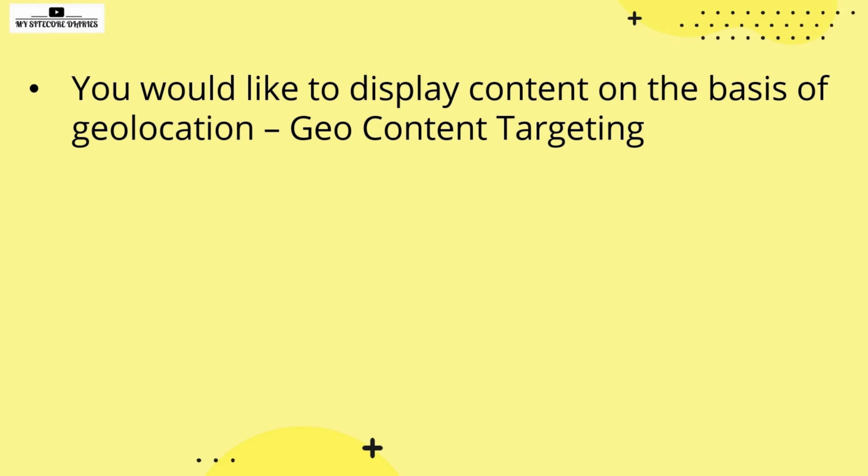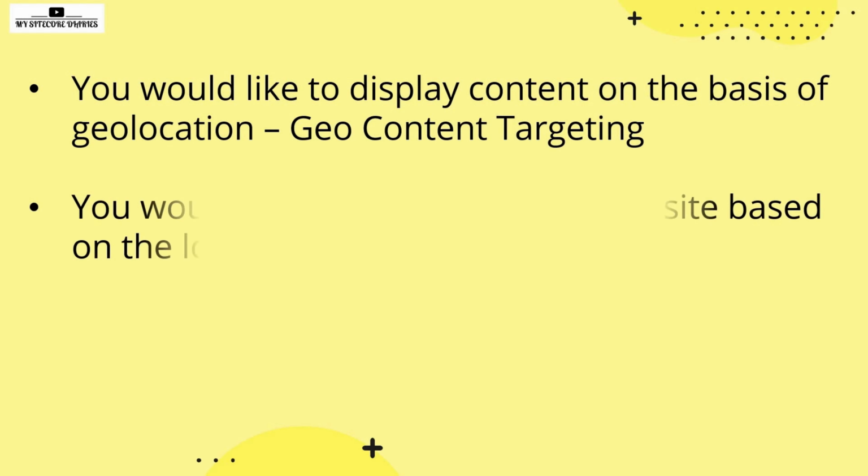First one, you would like to display content on the basis of a geolocation. So basically geo content targeting. So for a specific location, wherever the user is coming from, you want to change your content or display different content. That is your requirement. Then you might need to think about GeoIP service.